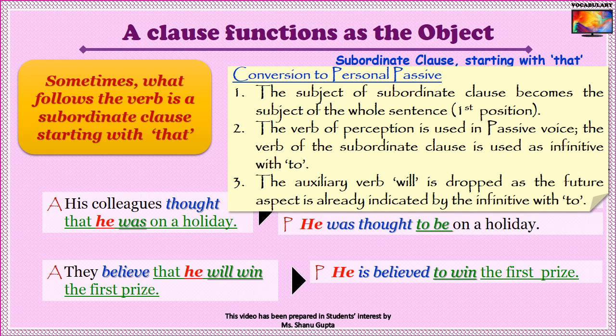The verb of perception is used in passive voice. The verb of the subordinate clause is used as infinitive with to. Here, believe is the verb of perception, converted into passive. Will win is the verb in subordinate clause, converted into infinitive, to win. The auxiliary verb will is dropped as the future aspect is already indicated by the infinitive with to.